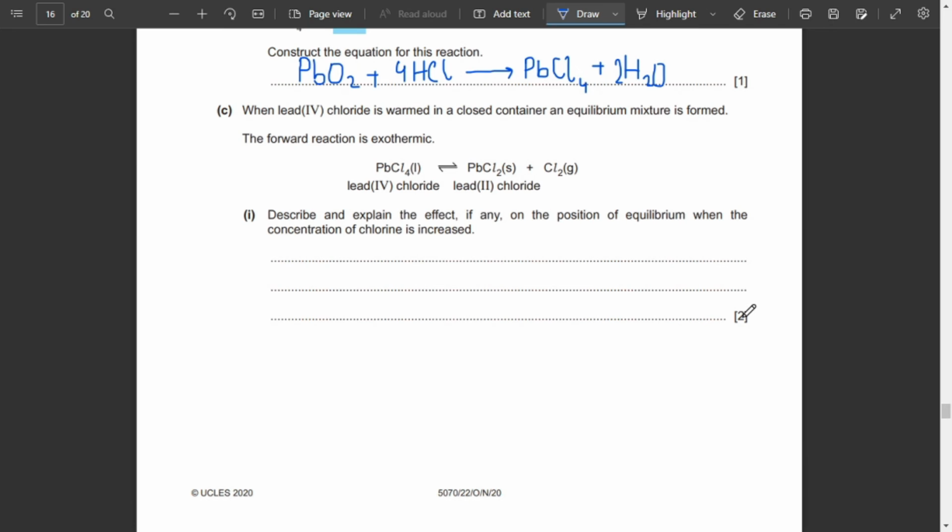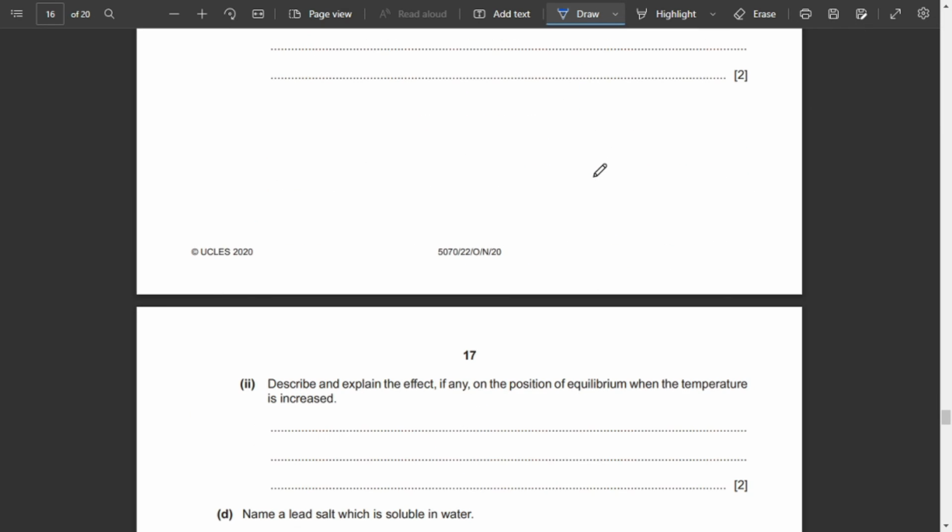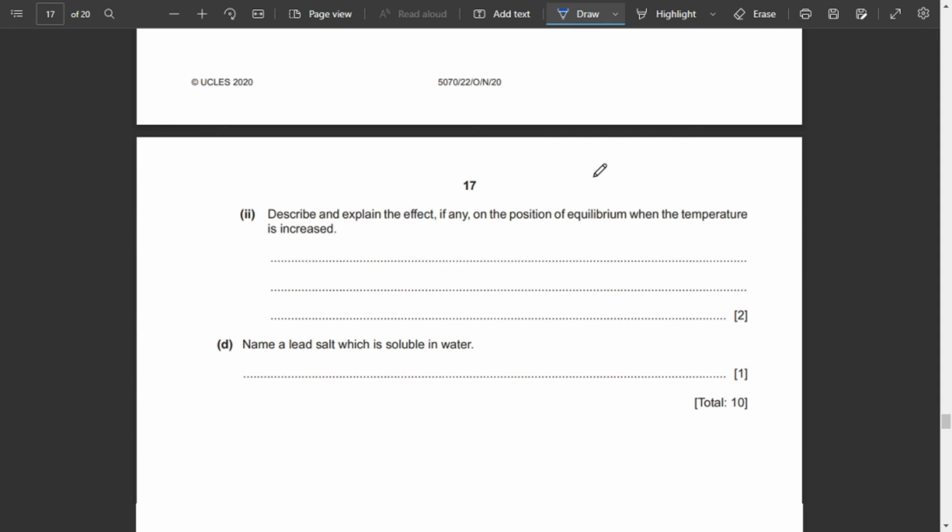Or since it is 2 marks, you can also say that lead chloride combines with chlorine and it reduces the concentration of chlorine over here, because more reactant will be formed, so of course product concentration will decrease. Moving on to part 2.